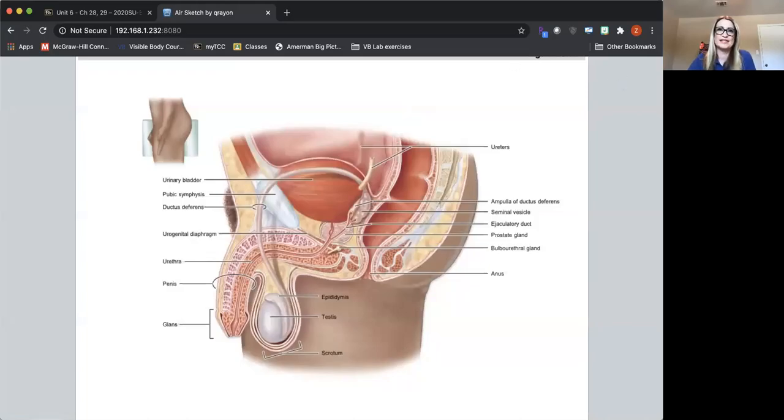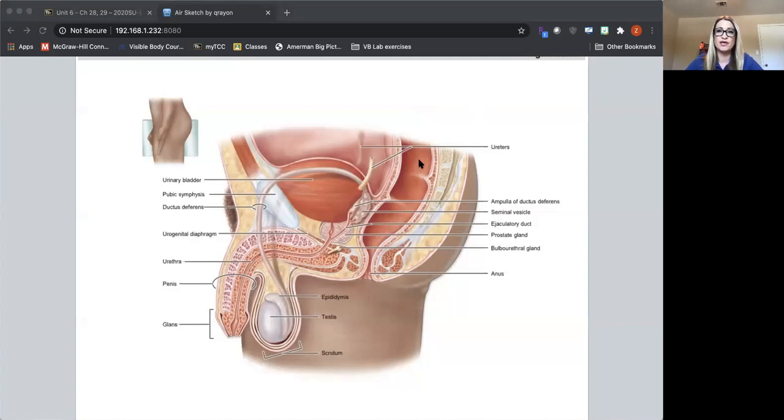Hi everyone. In today's session, we're going to be talking about the male reproductive system, and then we'll talk about the sexual response in males and females, as well as the genitalia, internal and external genitalia development towards the end. So let's go ahead and look at the male reproductive system first.